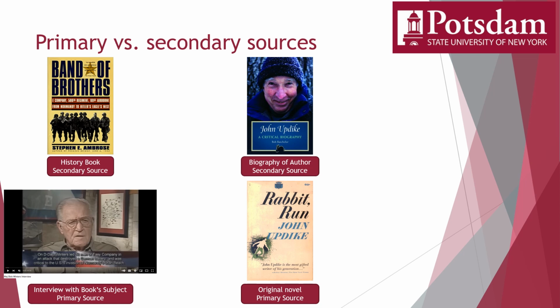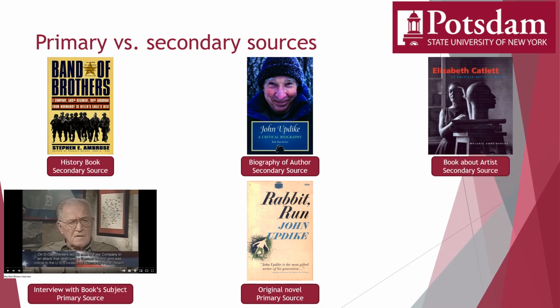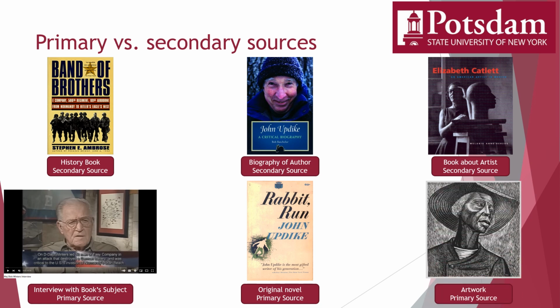As we'll discuss in a minute, art can be a primary source too. This book about artist Elizabeth Catlett, written by art historian Melanie Herzog, is a secondary source, while Catlett's actual art, such as this woodcut from 1951 called Sharecropper, is a primary source that you might analyze and interpret in an art history class to understand what Catlett was conveying through her art and what techniques she used to create it.